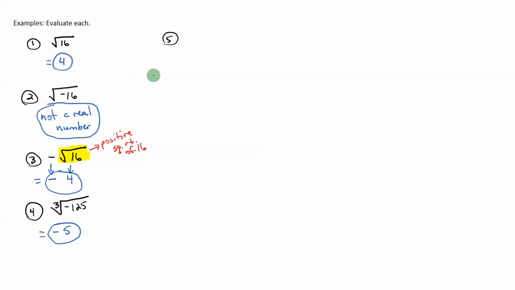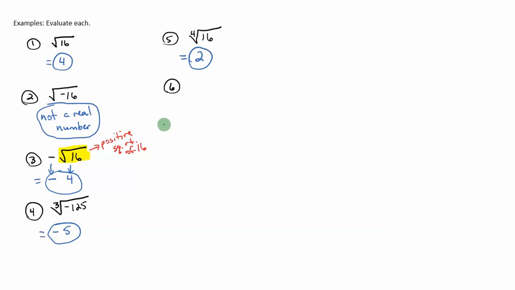Alright, example 5. Let's look at the fourth root of 16. This is an even root. We know that 16 has two fourth roots, right? 2 times 2 times 2 times 2 is 16, and negative 2 times negative 2 times negative 2 times negative 2 is 16. So the answer here is going to be the positive root, because I'm using the radical symbol. So the positive 2 is my fourth root of 16.